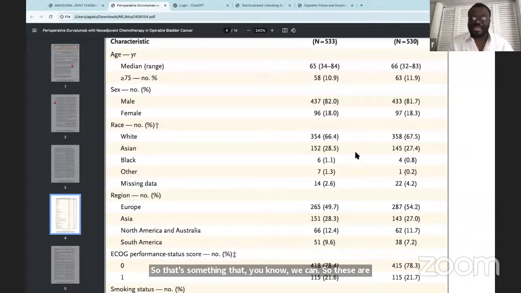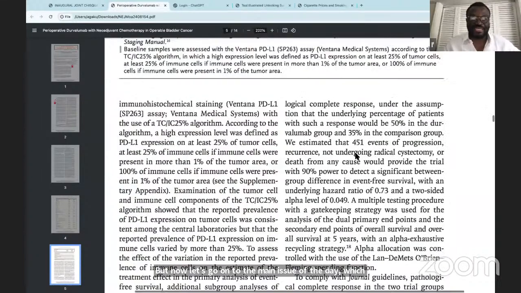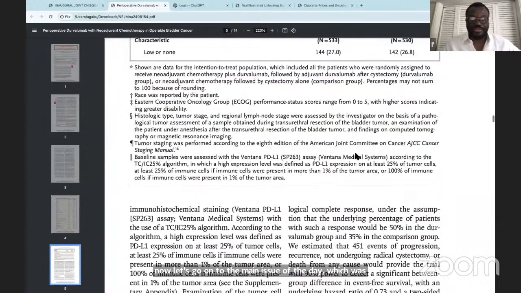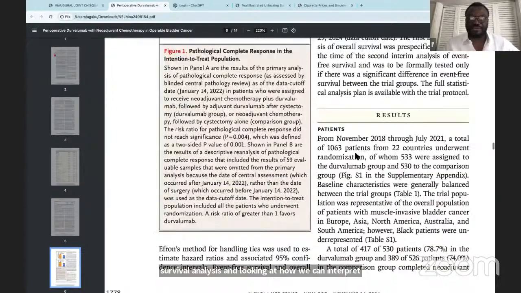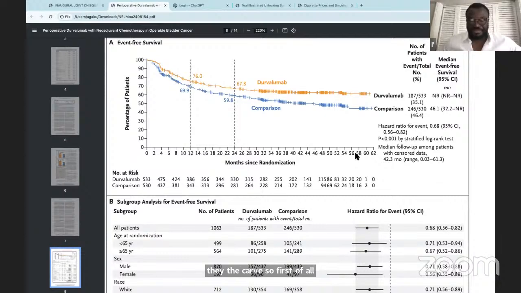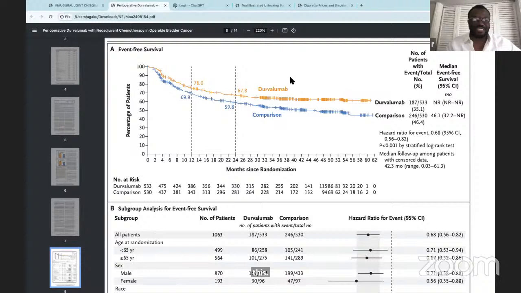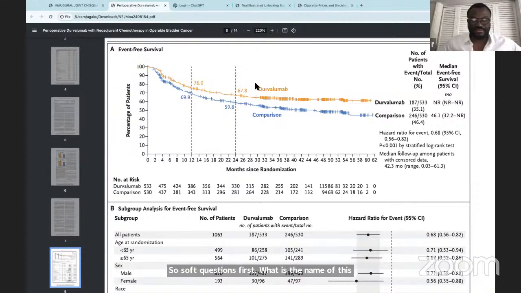So these are some of the things we want to look at when we're interpreting studies. But now let's go on to the main issue of the day, which was our survival analysis and looking at how we can interpret the curve. So first of all, let's see how well we can remember this. So, soft questions first. What is the name of this? What do we call this curve again?